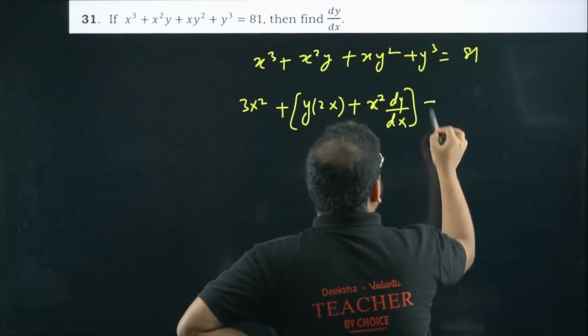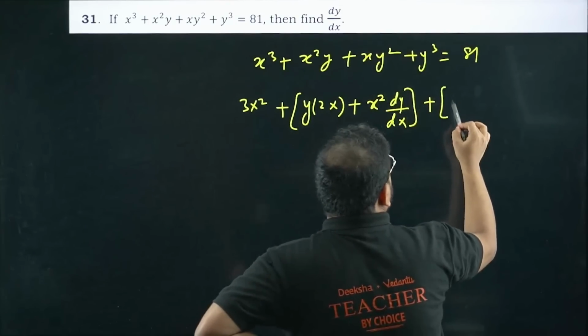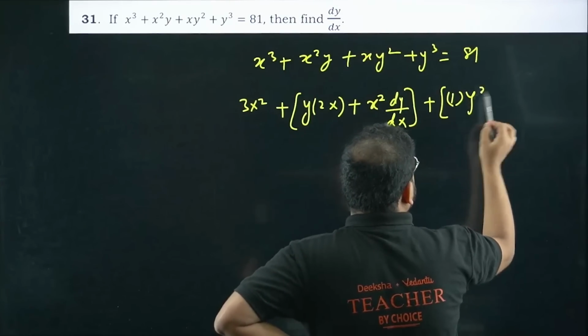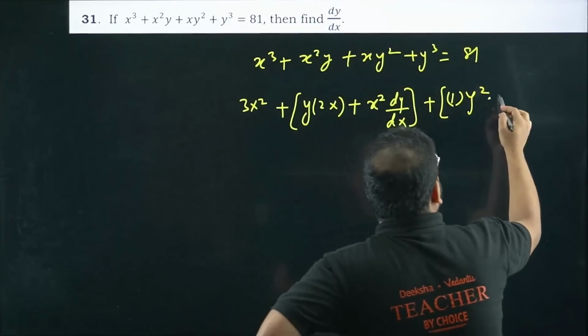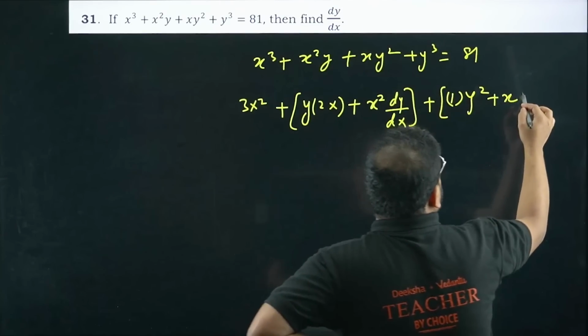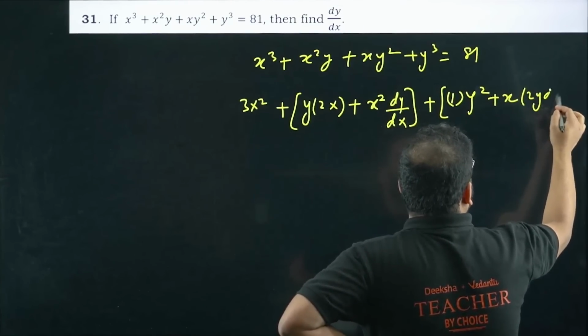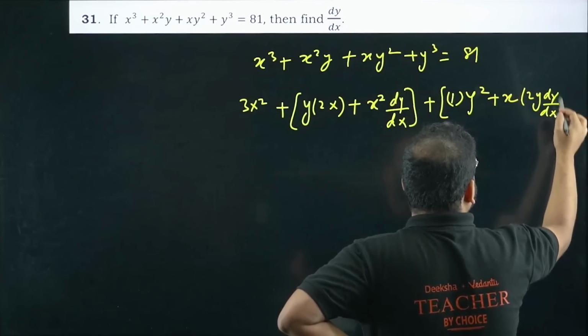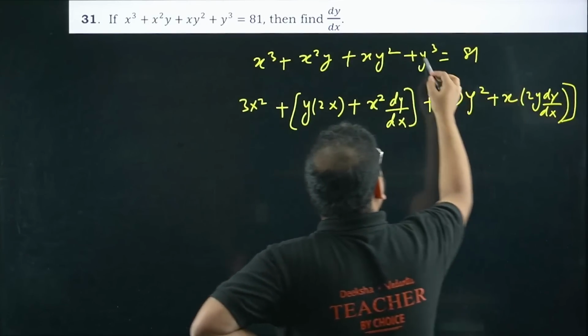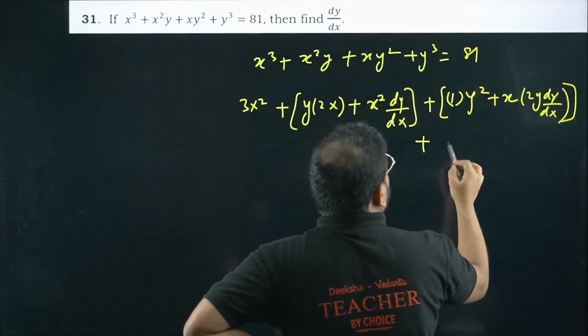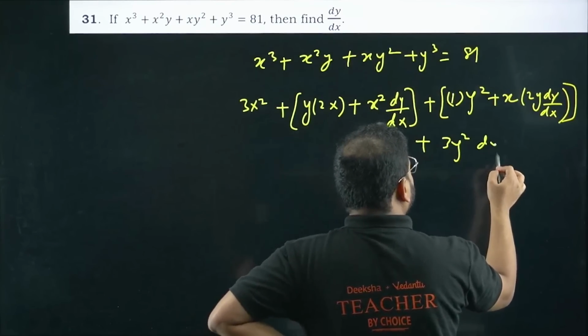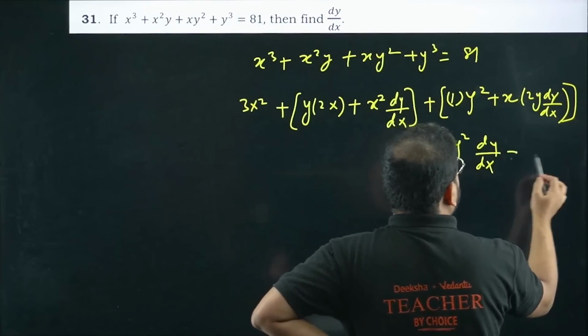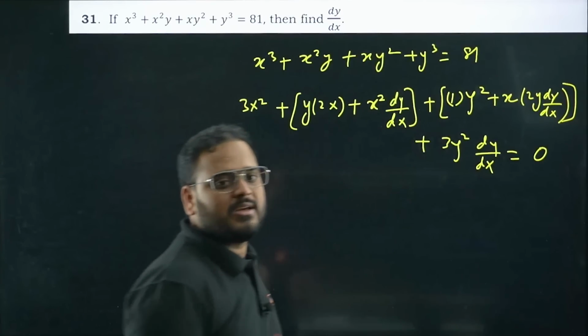From here, close it. Second bracket. Do for x, you're going to get 1. Keep y square as it is. Next time, differentiate after keeping x as it is. You're going to get 2y dy by dx. Now this bracket is also closed. Now do for the last term. This will become 3y square dy by dx, chain rule. And 0 will be simply 0.